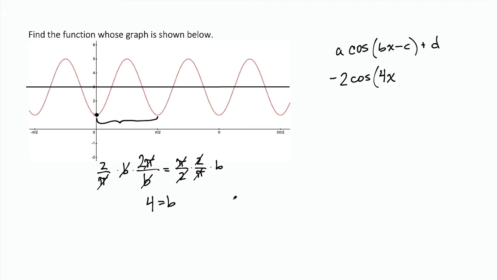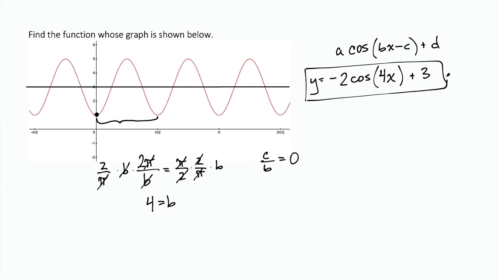x. And c over b is the phase shift. That's the x-coordinate of the starting point. And the starting point I used here was at x equals 0. That's equal to 0, so that's going to let c be 0. And then d is, of course, the y value of the midline, which is 3. So we add 3. So there's our function.